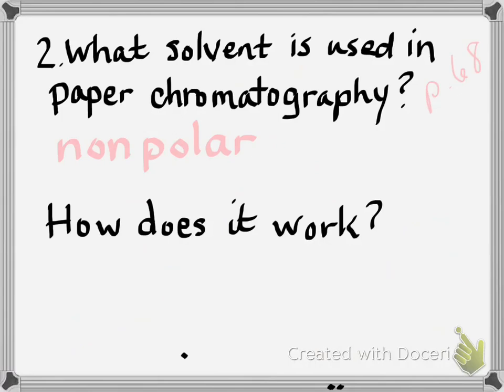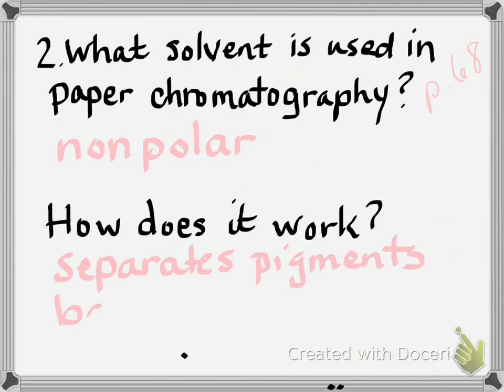Okay. How does paper chromatography separate pigments? Based on what? Look at the bottom, page 68. Solubility. Good, Eric. It separates pigments, and you already have this on page 68. It separates pigments of the leaf that we did based on solubility, how well they dissolve.